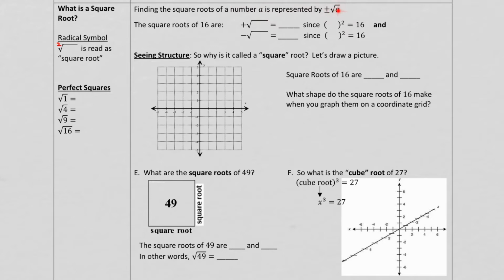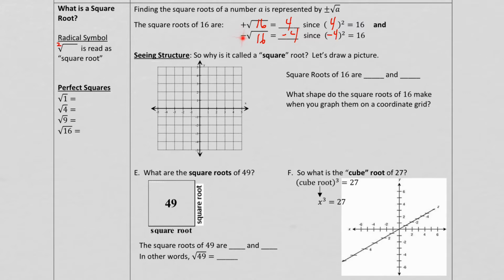So it says, finding the square roots of a number a is represented by plus or minus radical a, or square root of a. This is your textbook definition. So when I say the square roots of 16 are plus radical and minus radical, guys, that's going to be 4. So the square root of 16 is going to be 4. And negative radical 16 is going to be negative 4. This is true because 4 squared equals 16. But at the same time, negative 4 squared also equals 16.